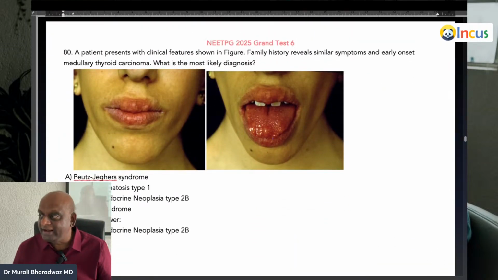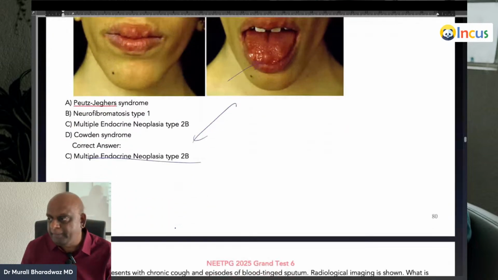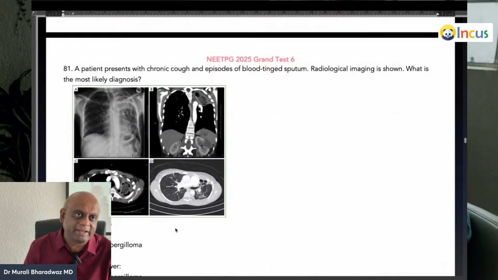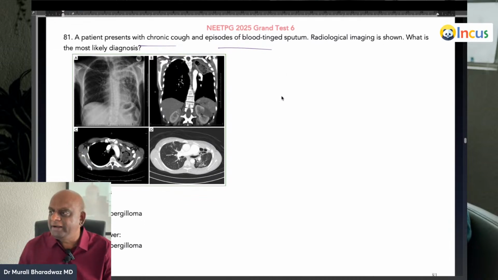A patient presents with the clinical features. What is this? Mucosal neuroma, lumpy bumpy, along with medullary thyroid carcinoma, which is a feature of multiple endocrine neoplasia type B.